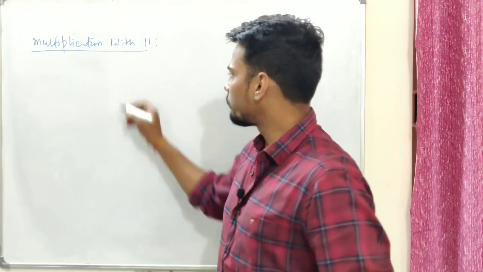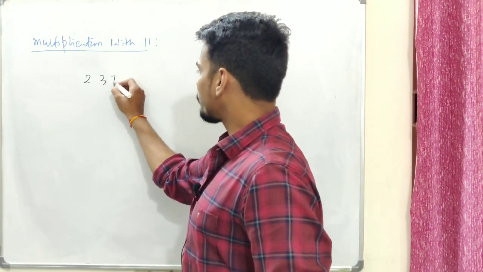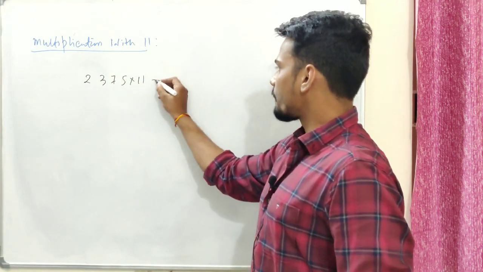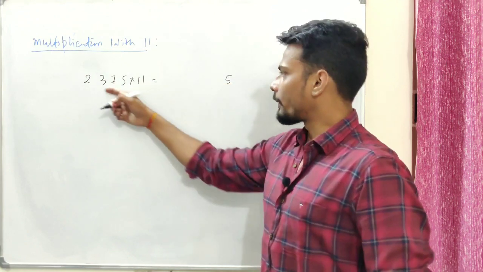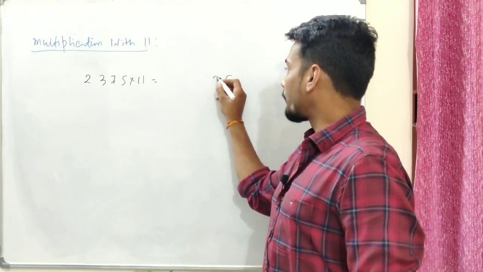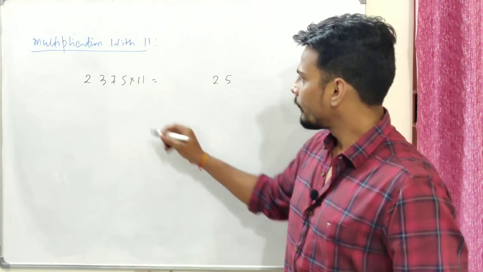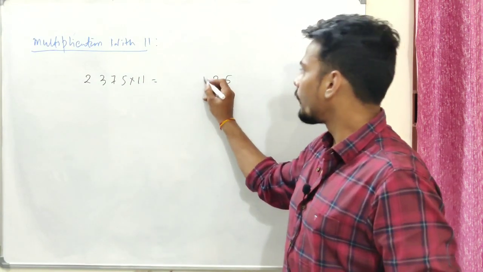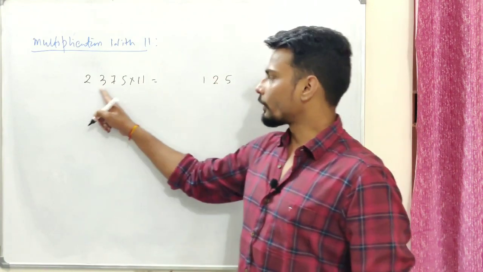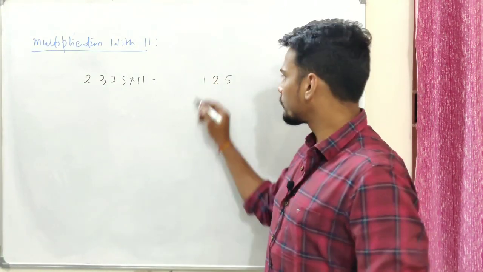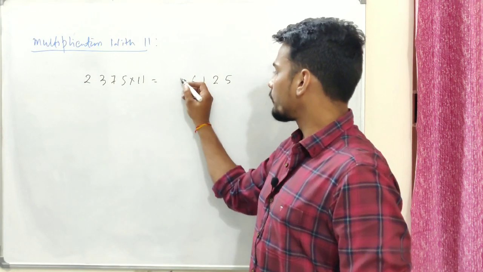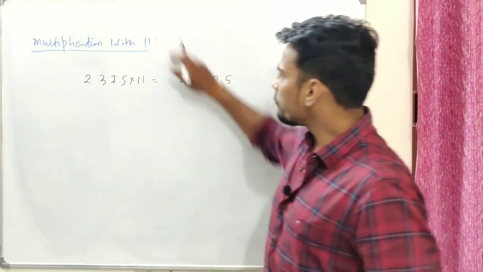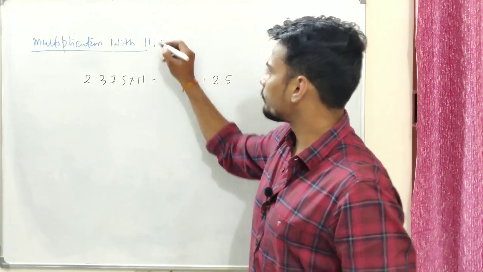Let's have one more example. 2, 3, 7, 5 times 11. Same process. I'm going to put this 5 to the right. 5 plus 7, 12. I'm going to have a carry forward of 1. Keep that in mind. 7 plus 3, 10, and there was a carry forward of 1. 10 plus 1, 11. Again we have a carry forward of 1. 3 plus 2, 5, plus 1 carry forward is going to be 6, and then we'll have 2 as it is. All clear?